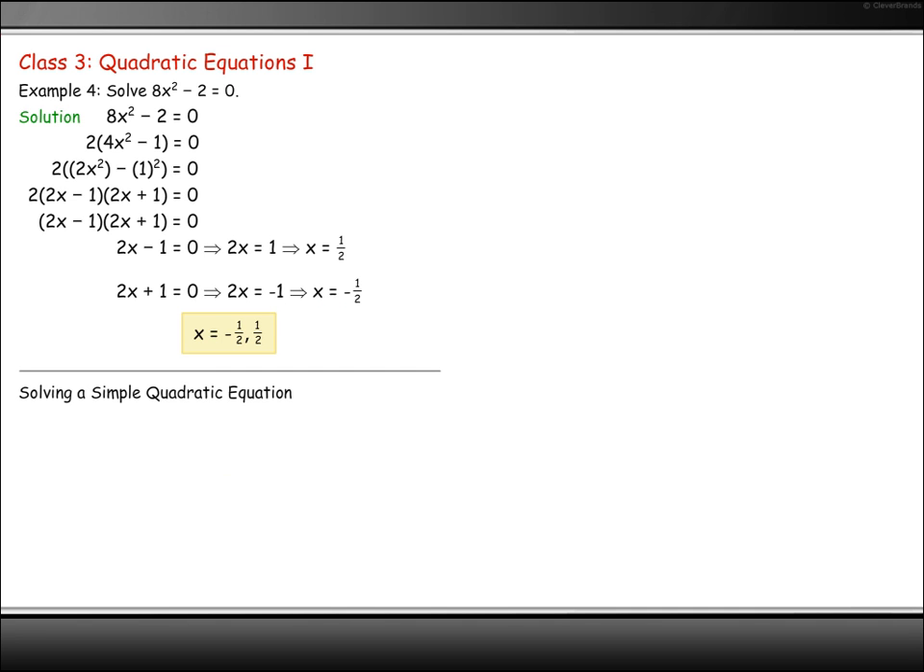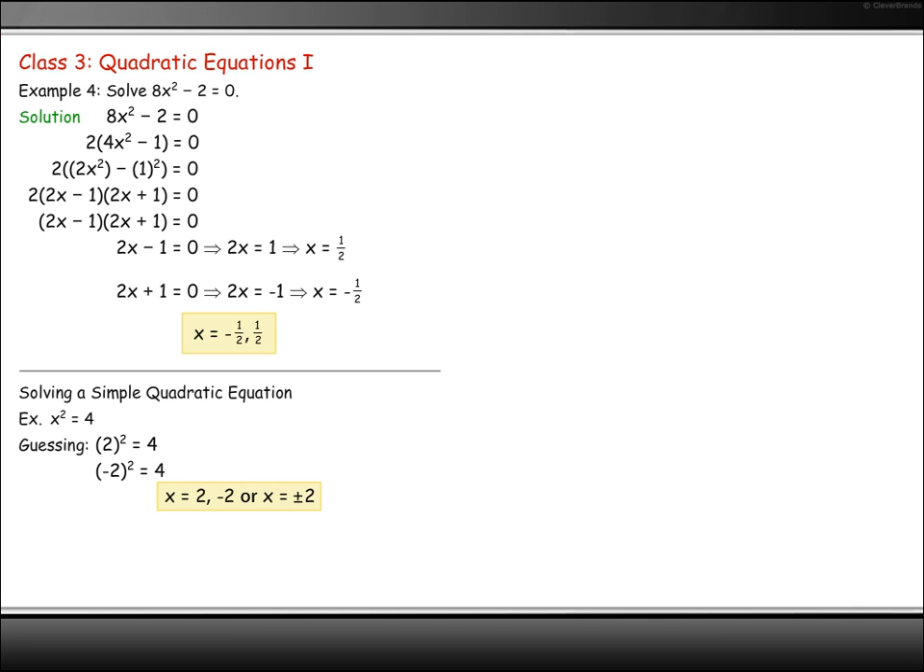Let's solve a simple quadratic equation. For example, you are asked to solve x squared is equal to 4. Start by guessing a solution. What number squared gives you 4? Obviously, 2 squared equals 4. But minus 2 squared also equals 4. Therefore, there is a plus and minus answer. You can say x equals plus 2 or minus 2.